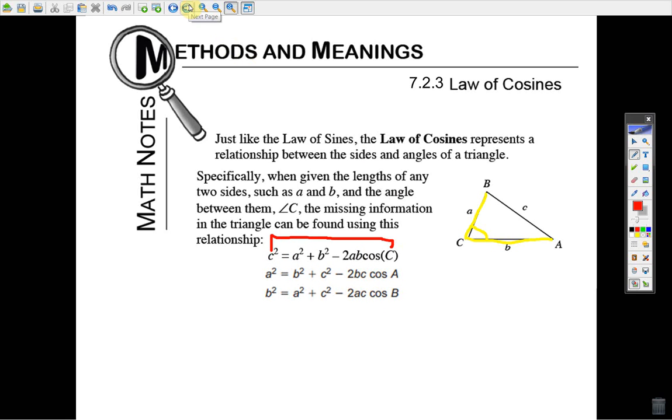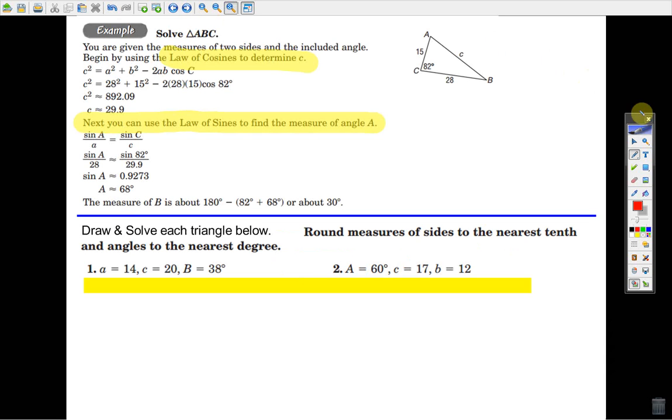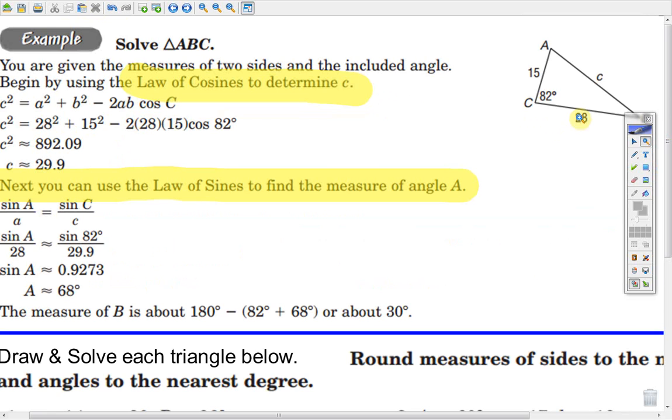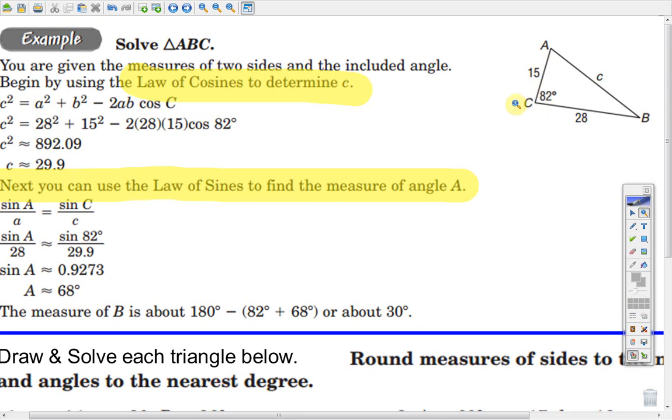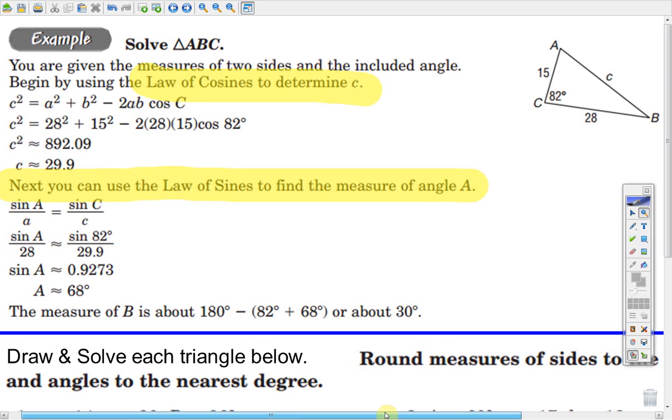So let's look at a little example of that. If we look at this triangle up here, we are given this side is 15, this side is 28, and this angle is 82. With law of sines, we would not be able to solve it because we don't have any angle and side pair that are opposite each other, but we can use law of cosines to do that.